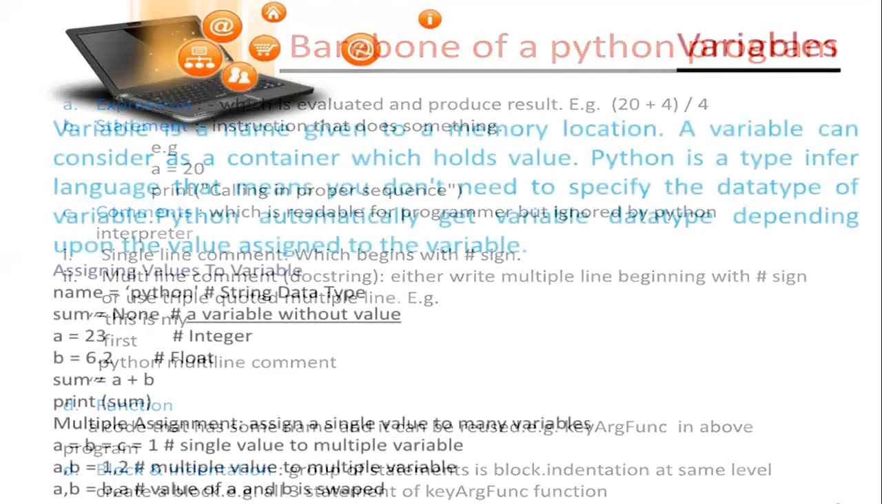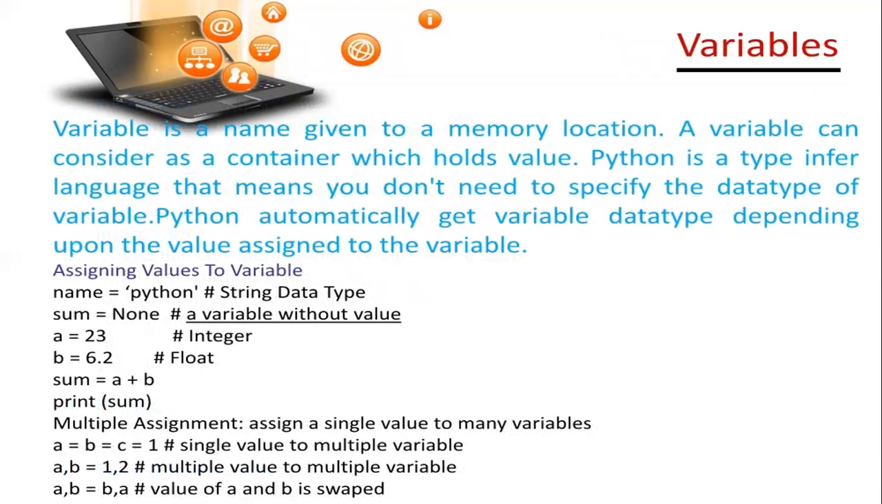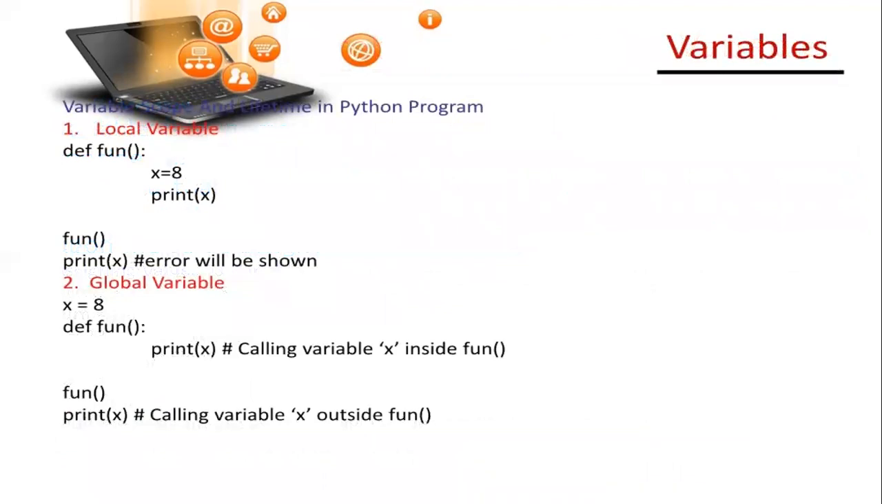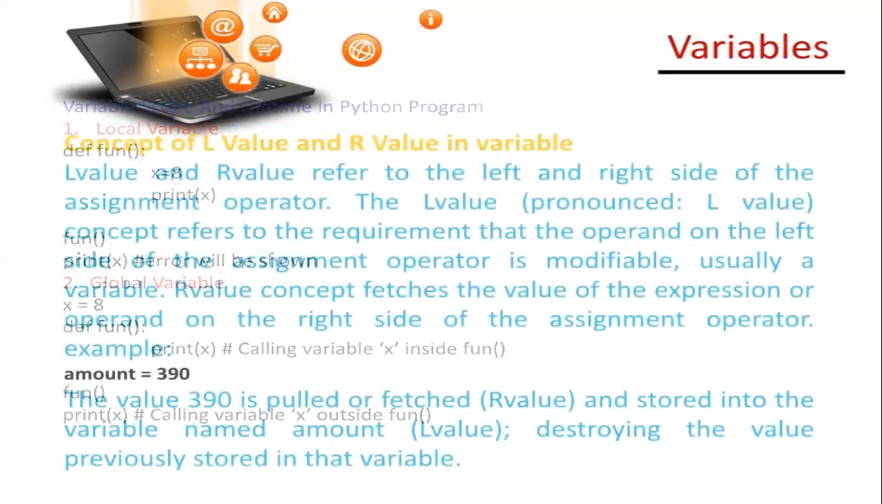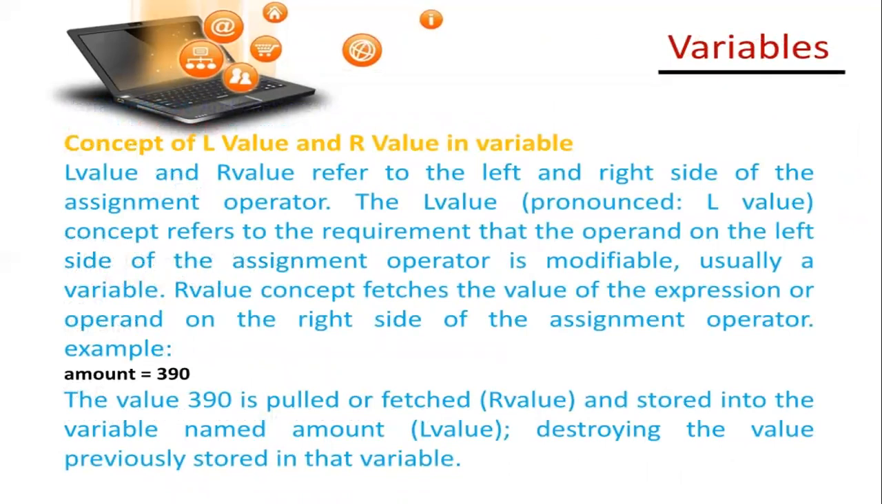Okay, flow of control. We already know variables. Okay, you all know L value and R value. L value and R value refer to the left and right side of the assignment operator. The L value concept refers to the requirement that the operand on the left side of the assignment operator is modifiable, usually a variable. And R value concept fetches the value of the expression or operand on the right side of the assignment operator.